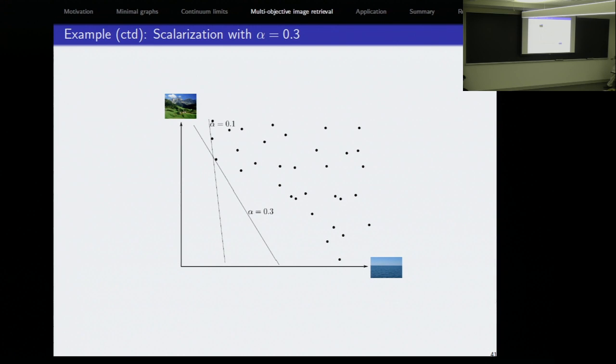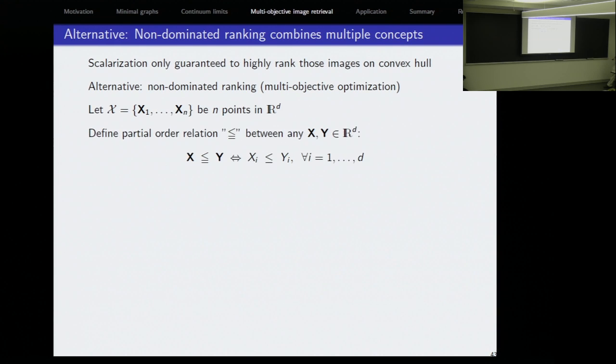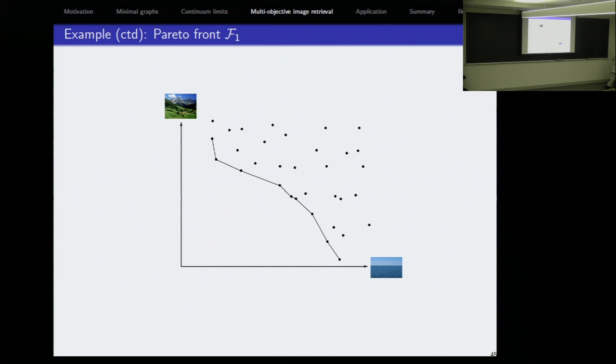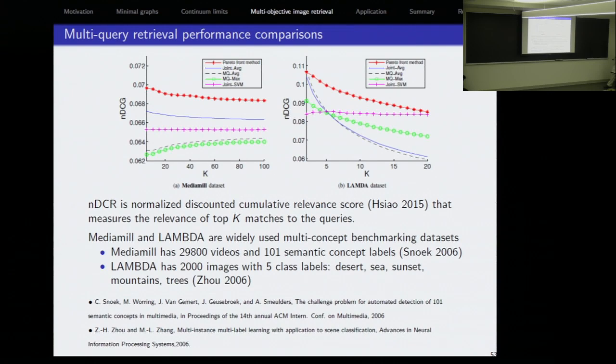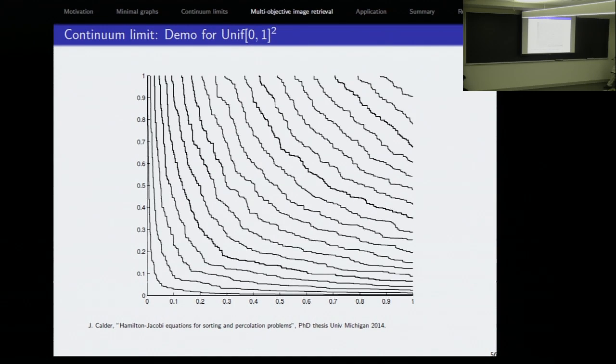And so you'll get a different ranking depending upon your scalarization, and you'll tend to miss the points in the middle. So as an alternative, Pareto fronts, which are non-dominated rankings, give you a peeling of the onion as opposed to a cutting of the onion. And so the question is, what's the behavior of these fronts? And there's a continuum behavior.